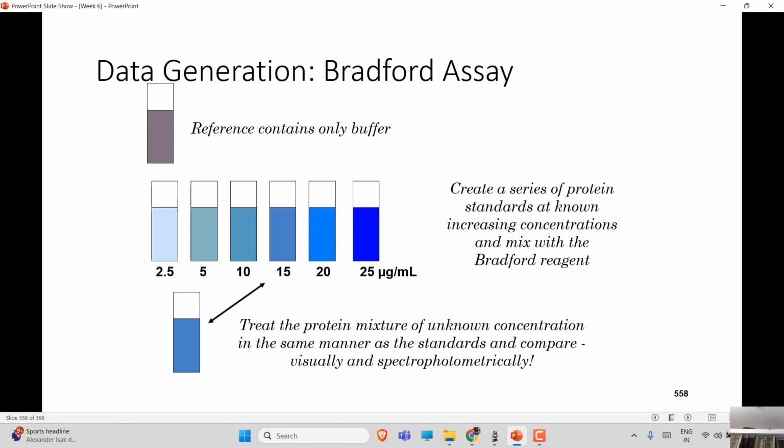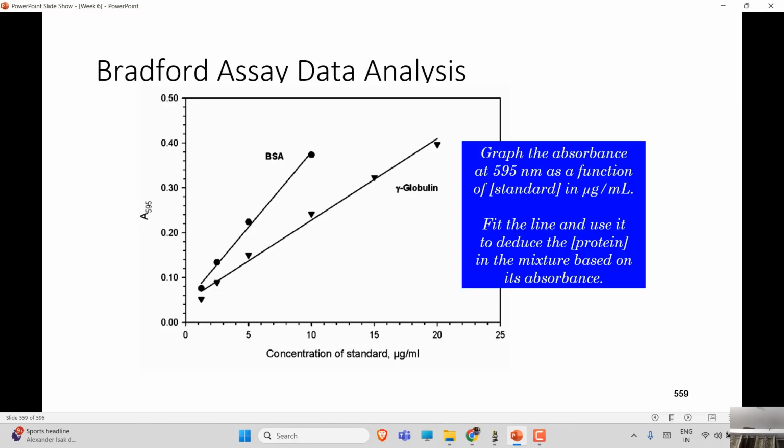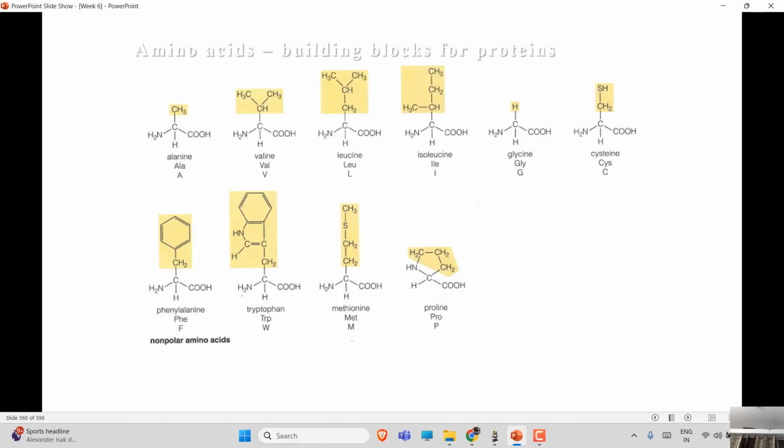Right? So you have to create a series of protein standards at known increasing concentrations and mix them with the Bradford reagent. And you have to treat the protein mixture of unknown concentration in the same way as the standards and compare visually or spectrophotometrically. Like this.